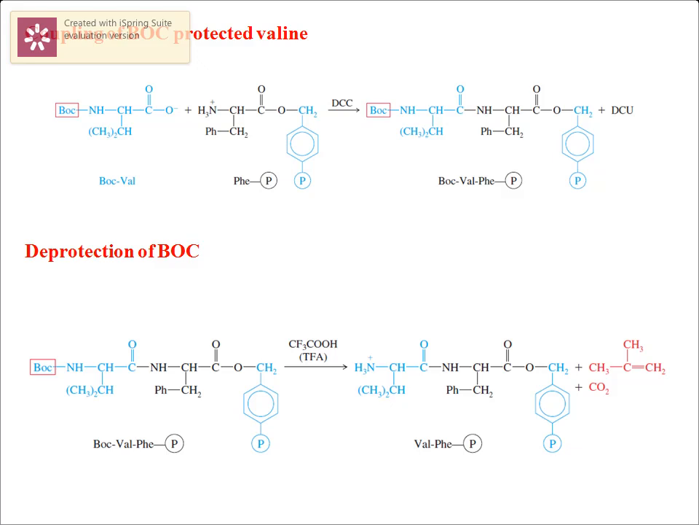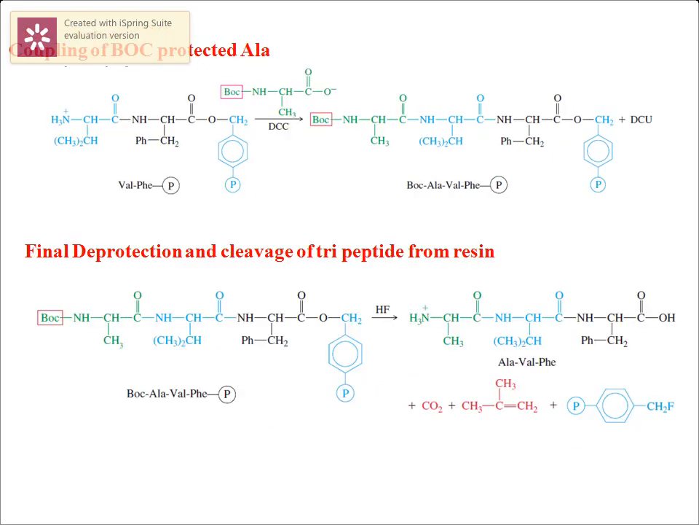So now the solid support after this deprotection step contains phenylalanine and valine, and then there is a free NH2 group ready for the next coupling. So now the free NH2 group of valine is ready for the next coupling. So the next step must be the coupling of BOC protected ALA with this valine.